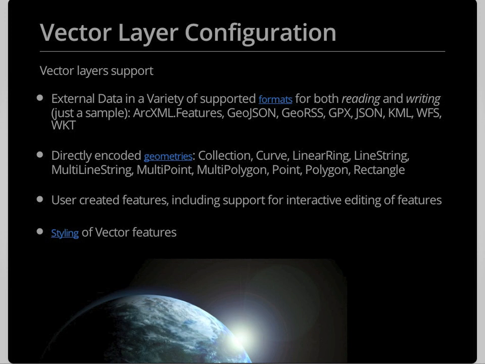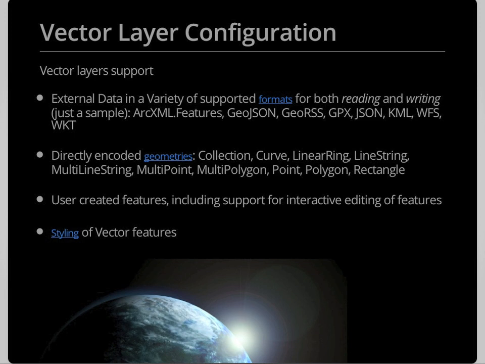As just an example, some of the commonly used formats that you may encounter include ArcXML features, which are generated by ArcGIS Server, GeoJSON, which is a specific representation of both geometries and attributes in a JavaScript object notation. That's what JSON stands for, which is a broadly supported data exchange format that is used by many web applications.